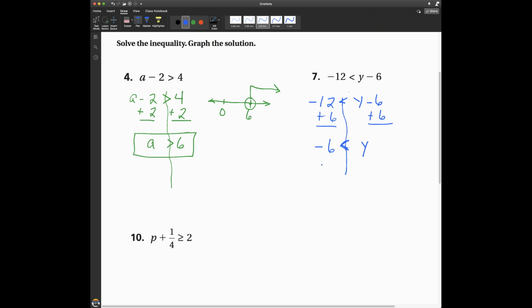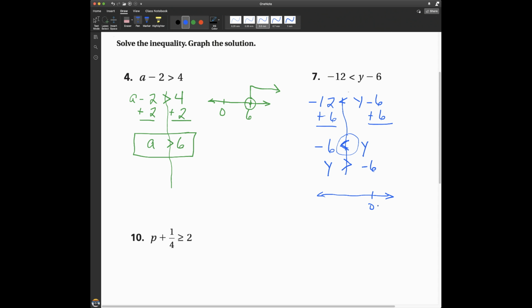For a lot of students, it's easier to graph the solution when the variable is on the left-hand side. The thing to remember is if I'm going to move the variable from one side of the inequality to the other, I need to also switch the direction of the inequality symbol. Okay, so right now, if I think about the alligator's mouth is open, it's eating the y. So if I switch y to this side, the alligator's mouth still needs to be open to eating the y. And then, so this says y is greater than negative 6. And I can graph that.